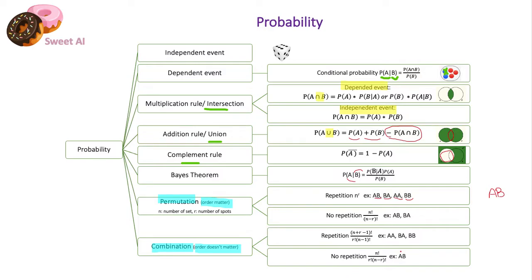The same thing for the combination. For the combination, when repetition is allowed, we have AA, BB, and BA. Here it could be AB as well, because these two are the same for the combination. And when repetition is not allowed, we can get AB. These are the formulas that we can use to count the number of permutations or combinations that we can get, based on the number of letters that we have and the number of spots that we have.